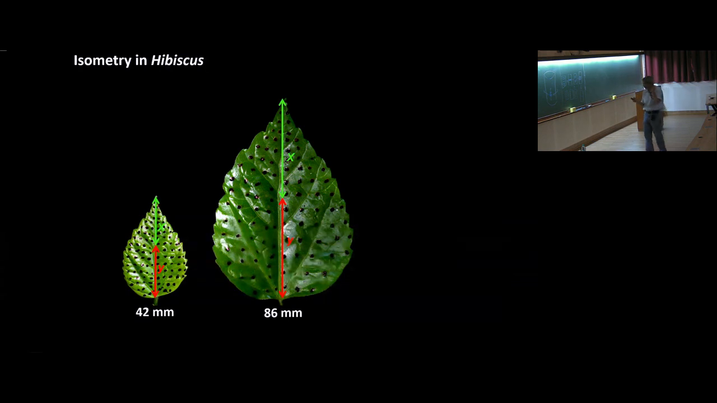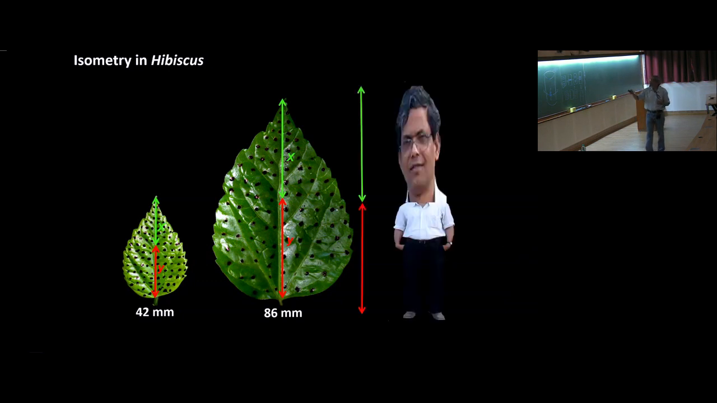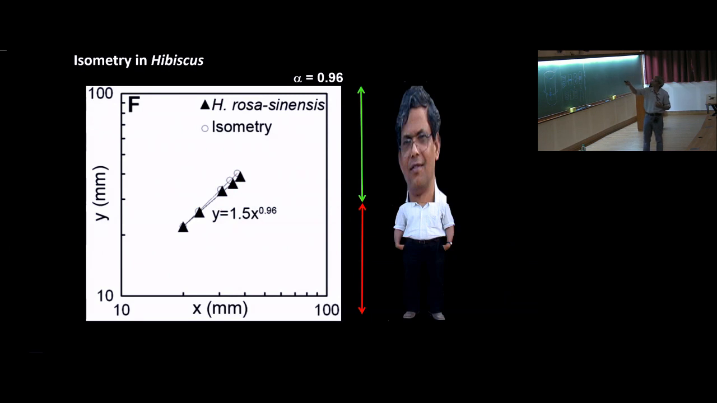At the end of the growth, also the x equal to y. This, of course, does not happen for humans. Otherwise, you would have seen me in a different way. So here, the alpha value is expected to be 1. And so this circle is, had it been isometry, and this is the actual one. And you can see this is the isometry, and alpha value is 0.96, which is satisfied.